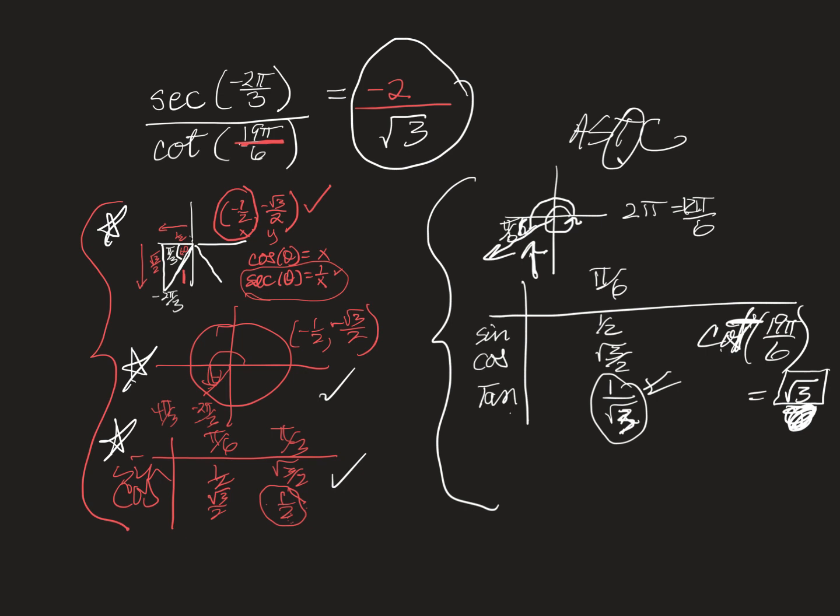It's negative 2 over the square root of 3. Now, because they like you to simplify, you're going to have to rationalize the denominator. So we end up with negative 2 square root of 3 over 3. And that would be the answer for that particular problem.